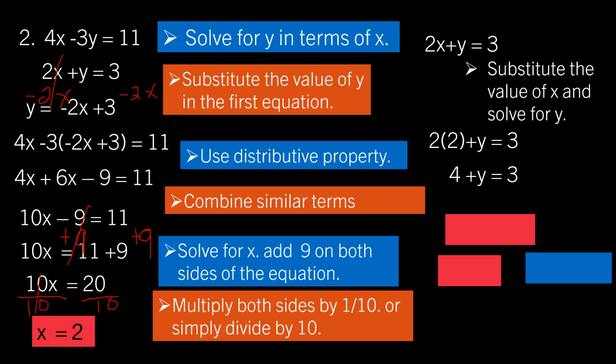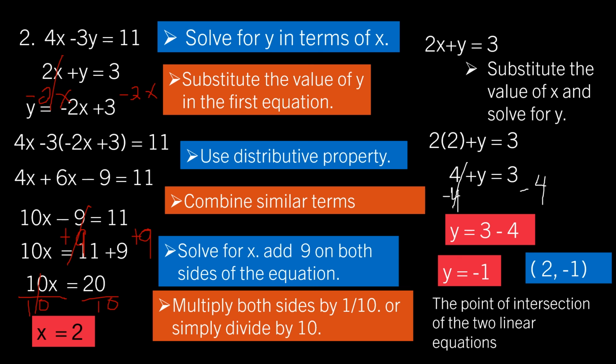And if you want to solve for y, kailangan tayo ay mag-add ng negative 4 on both sides of the equation. Negative 4 dito. Mag-add tayo. So this becomes 0. So y is equal to, that is 3 minus 4, and that is equal to negative 1. So the solution, or the coordinates now is 2, negative 1, which is the point of intersection of the two linear equations. Okay? So that's how you're going to solve.